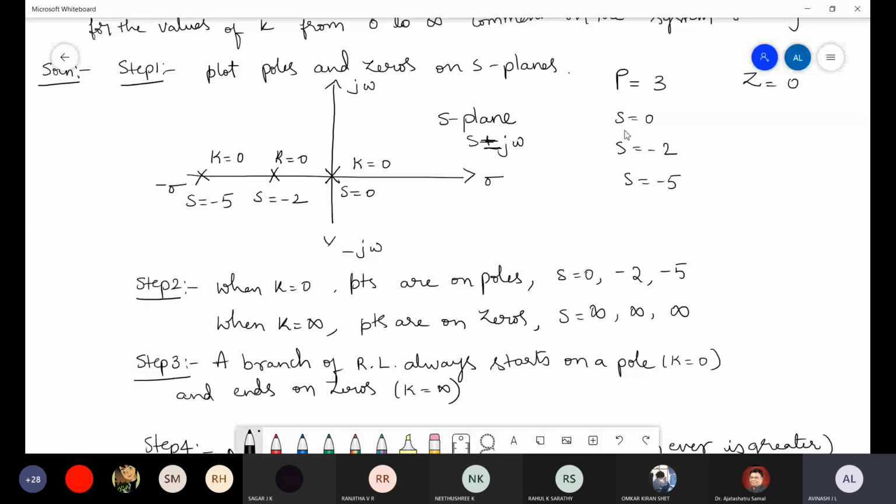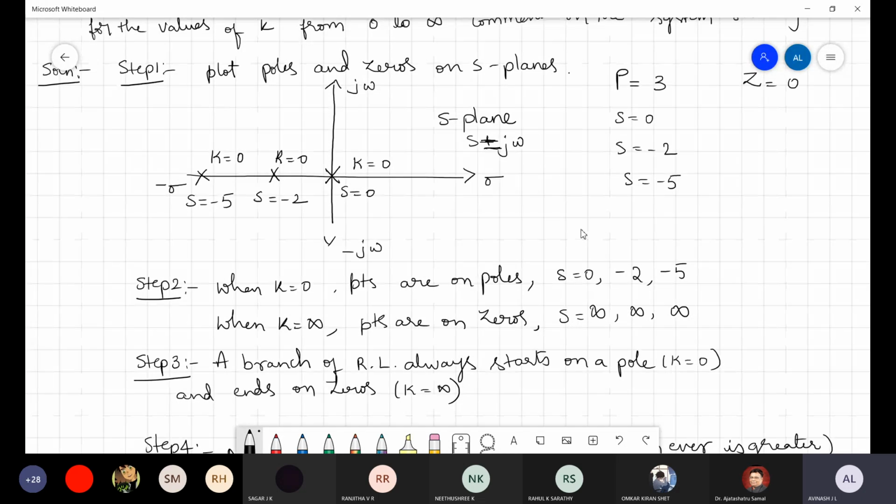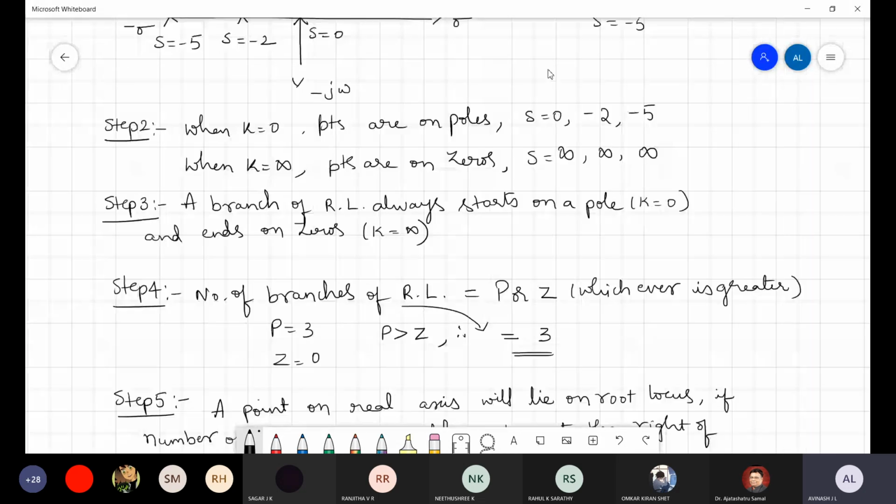The pole values are s equal to 0, s equal to minus 2 and s equal to minus 5. That we have plotted here. At k equal to 0, we already know it. In step 2 we have written that when k equal to 0, the points are on the poles, that is s equal to 0, minus 2, minus 5. When k equal to infinity, points are on the zeros, that is s equal to infinity, infinity, infinity. Because there is no zero given, obviously a branch of the root locus which starts from a pole will definitely terminate at infinity.